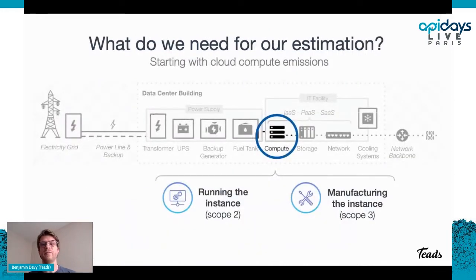If we have a look at the main components of a data center, we can see that the compute resources we are trying to estimate are only a part of all emission sources. But if we focus on the EC2 service, we can simplify by saying that the emissions come from two main sources. The first one is related to running the servers supporting the EC2 service. And for this, we need to know the power consumption and the location of this hardware. And the other important source of emissions is the manufacturing of this hardware.